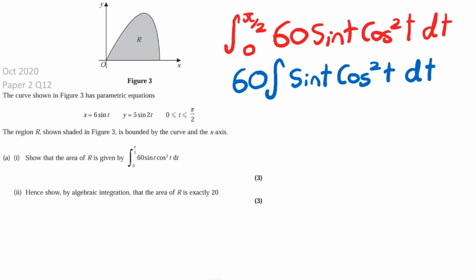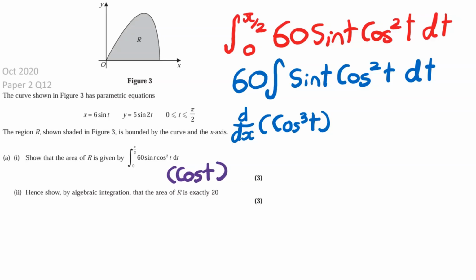Now when we do the reverse chain rule, we focus on this cos squared t and we raise the power by 1, so now it's cos cubed t, and we differentiate this. To differentiate cos cubed t, it might be easy to see this if we write it as cos t to the power of 3 like this here. To differentiate this, we're going to use the chain rule.